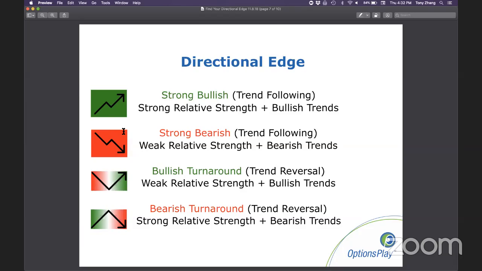So I have 4 different examples here. Strong bullish and strong bearish, which are trend following methods, and then bullish turnaround and bearish turnaround, which are more trend reversals. So what I want to do is go through some examples to solidify these 4 different categories so that you can quickly identify them when you use Options Play, so that whatever stock you type in or whatever watch list you construct, you get a very quick sense for whether a stock falls into one of these 4 categories.